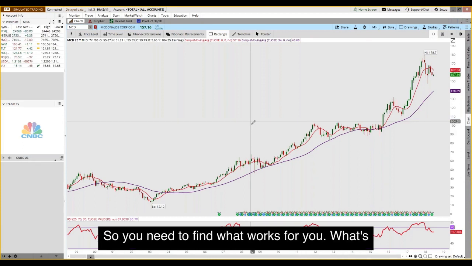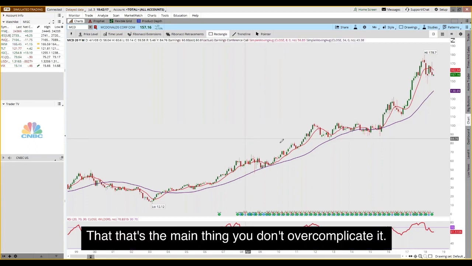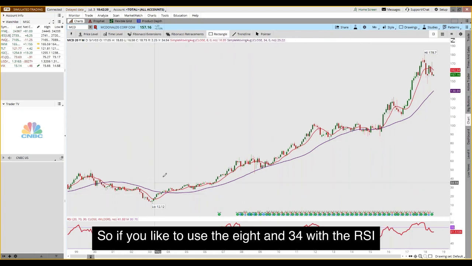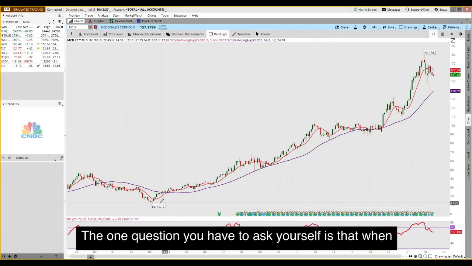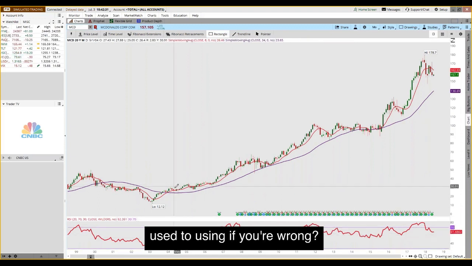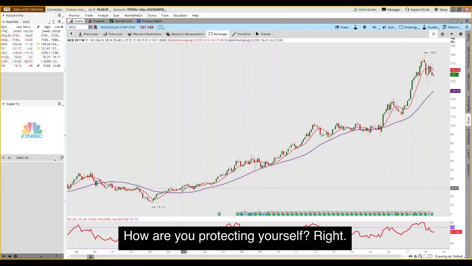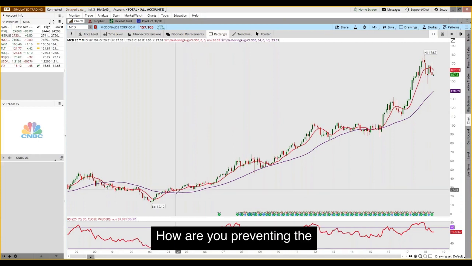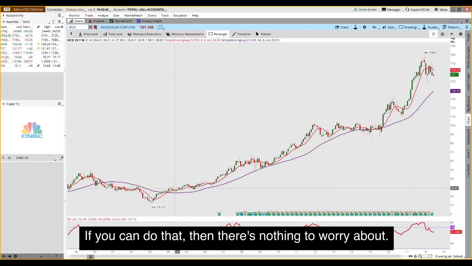So you need to find what works for you, what's comfortable for you. That's the main thing. You don't overcomplicate it. So if you like to use the 8 and 34 with the RSI, fantastic. Use it. The one question you have to ask yourself is that when you get that setup that you're used to using, if you're wrong, and it doesn't work that time, how are you protecting yourself? How are you preventing the loss from becoming a big loss? If you can do that, then there's nothing to worry about.